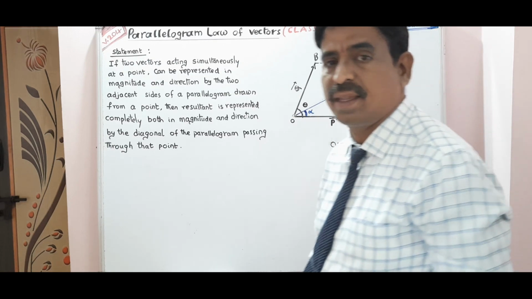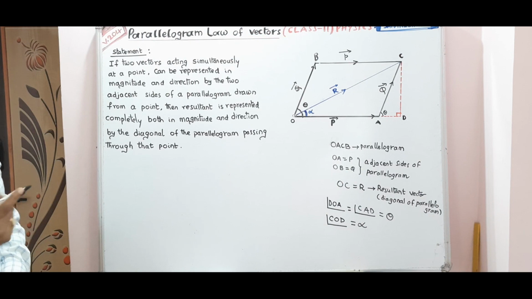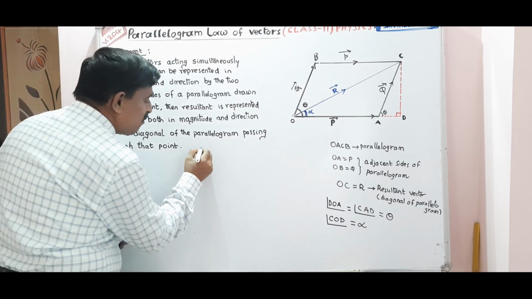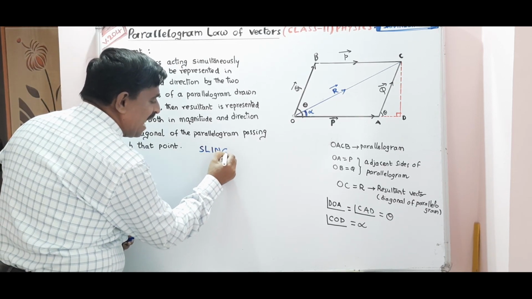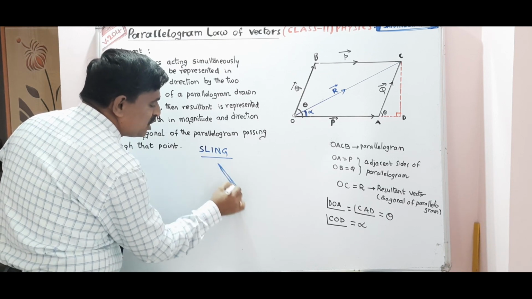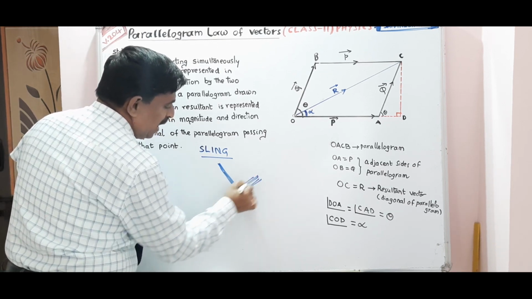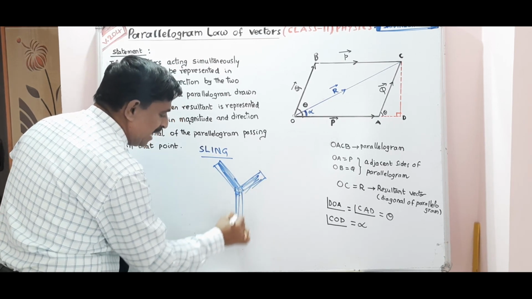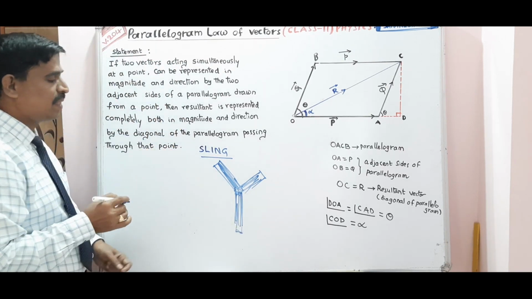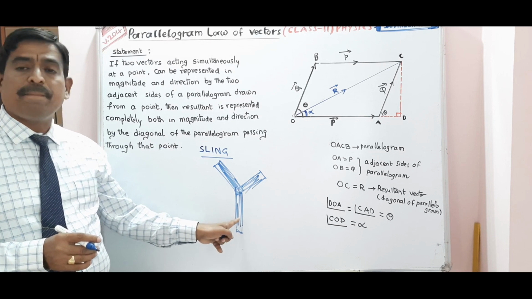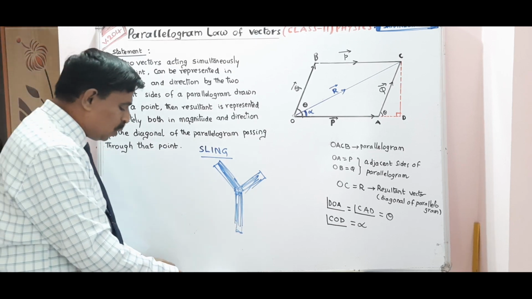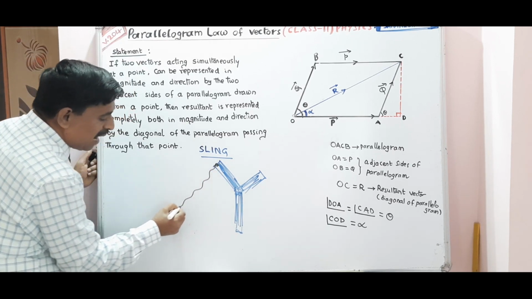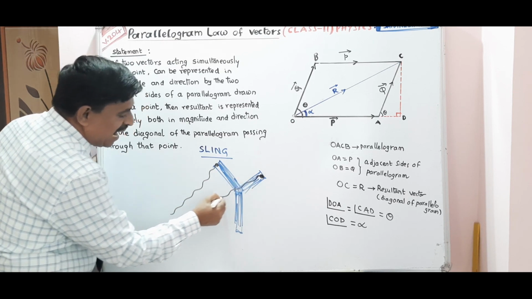Now, please listen. In real life, where are we using this? You know very well about the sling, S-L-I-N-G. It is a Y-shaped instrument. It is a metal frame, otherwise a wooden frame. To this, we are adding one rubber band at the edges.